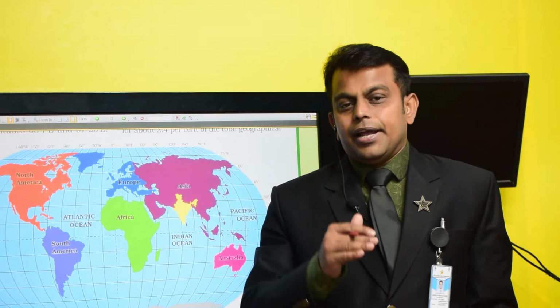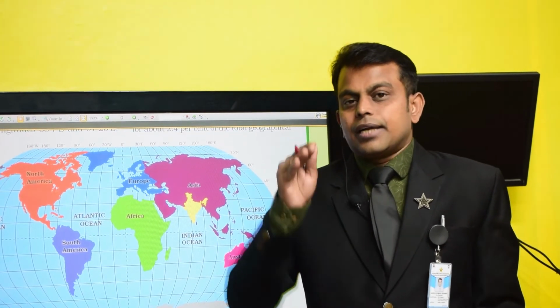The total land boundary of India is about 15,200 kilometers, and the coastal boundary of India, including Lakshadweep and the Andaman and Nicobar Islands, is 7,516.6 kilometers. On the eastern side of India is the Bay of Bengal, toward the southern side is the Indian Ocean, and on the western side is the Arabian Sea.